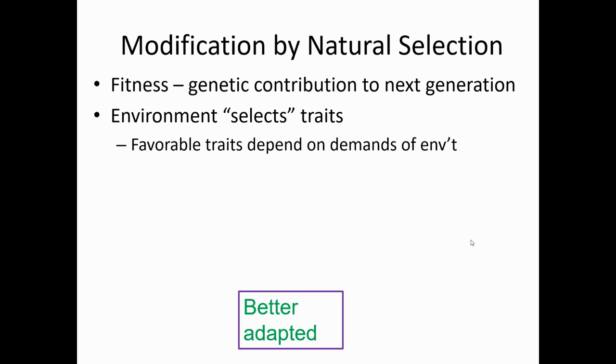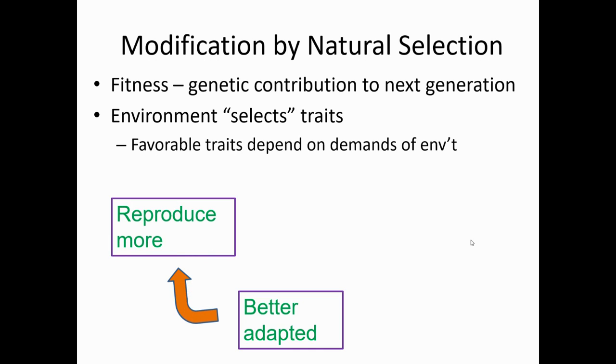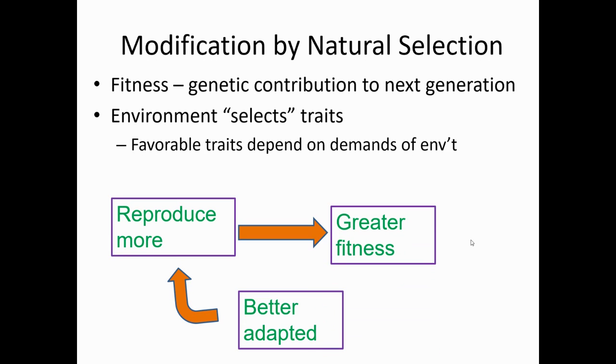So again, those organisms that are better adapted are going to reproduce more. They have a higher fitness, which means they have more offspring with that trait, with that adaptation. The offspring are better adapted, they reproduce more, so on and so forth. The cycle continues, which is why we see organisms that are really well suited for the environment today. This has been going on for millions of years. If you don't happen to have that trait, you're dead.